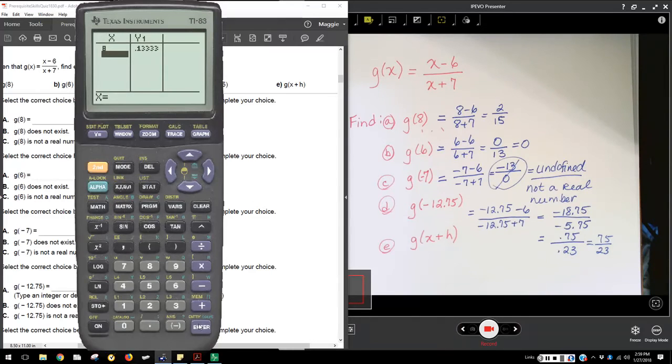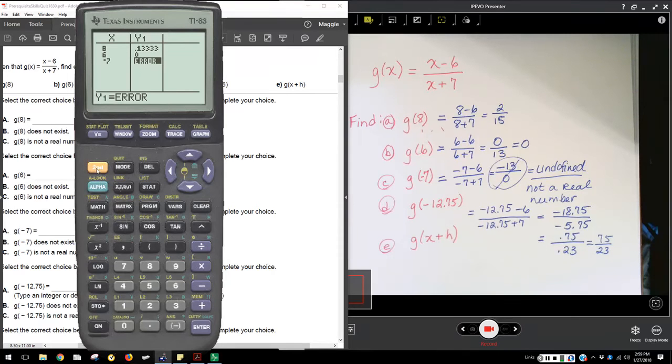And it says 0.1333, and I'm not sure if that's right, but if I want to check that out, I got 2 over 15. Well, guess what? That is 0.1333. But I would enter the fraction. Going back to my table, what about if it's 6? It says the answer is 0. Great, that's what I got. What if I put in negative 7? It says there's an error. And that's all it tells you, is there's an error. Well, we know the error is that it's undefined. It's not a real number.